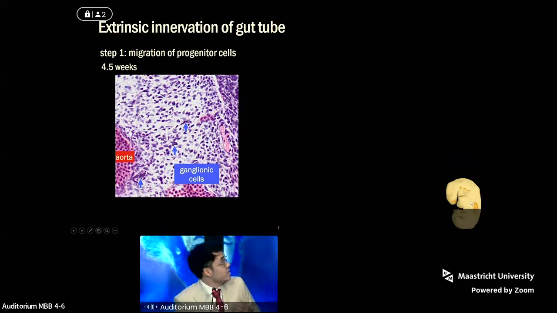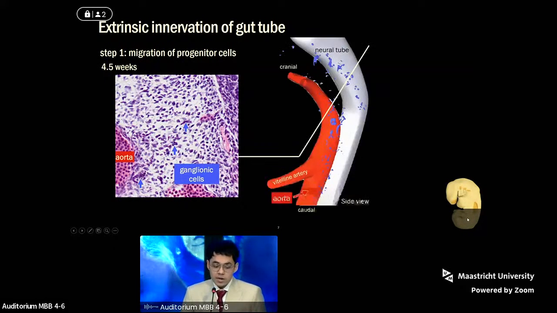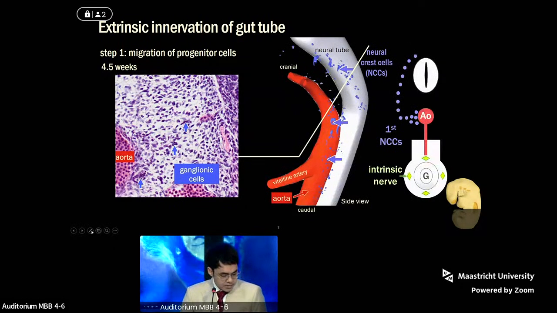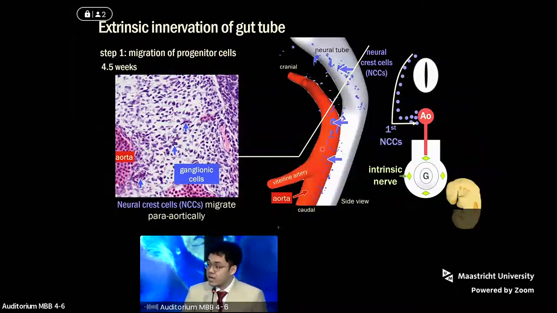As you can see on the screen here, this represents the area that I will talk about. If the upper part of the embryo is shown, I'm talking about the thoracoabdominal part, but if the lower part is shown, I'm talking about the rectal pelvis. From this picture, you can see that the ganglion cell indicated by the blue arrow is phenotypically and topographically similar to the neural crest cells here. These neural crest cells migrate from the neural tube toward the ventral side of the aorta, para-aortically.